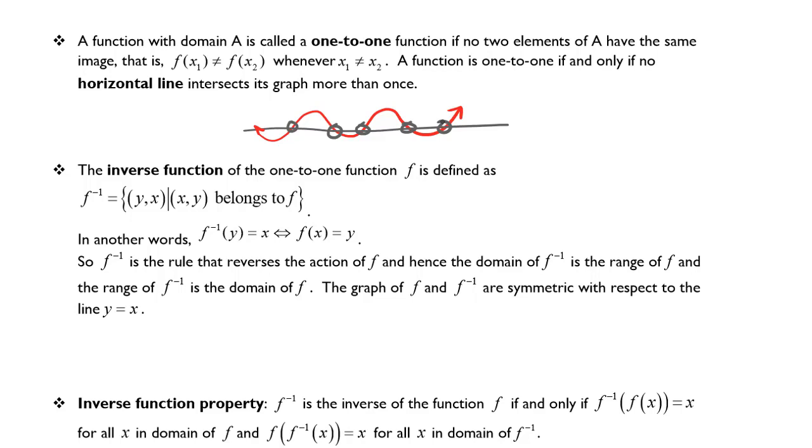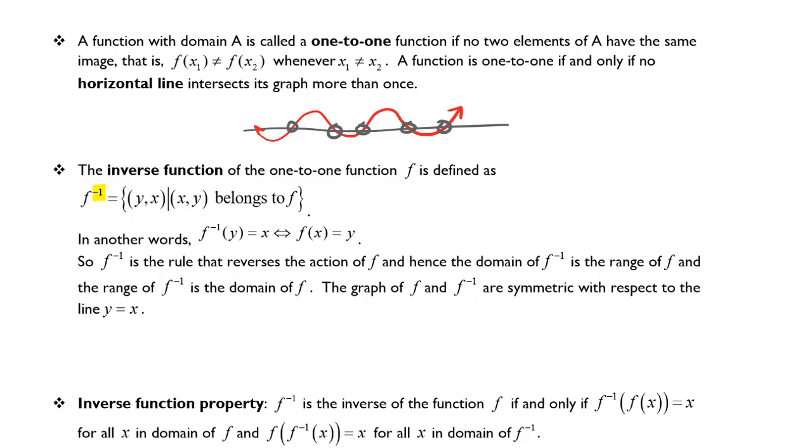The inverse function of the one-to-one function f is defined as f inverse, with that little -1 up there, equals the set of pairs (y, x) such that (x, y) belongs to the original function f. In other words, f inverse of y equals x, which implies that f of x equals y.